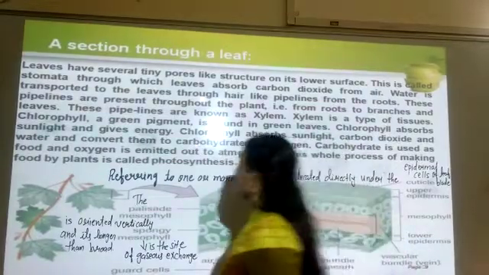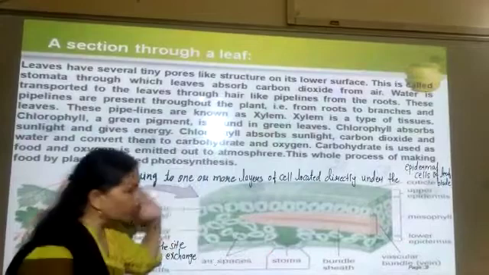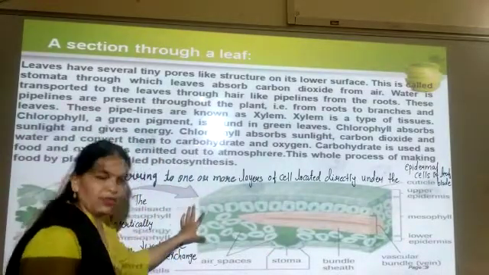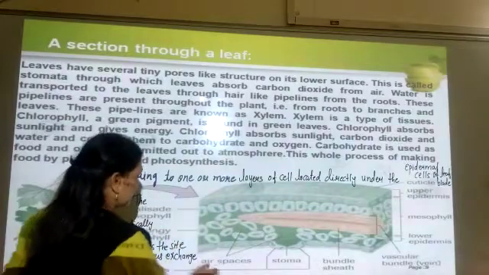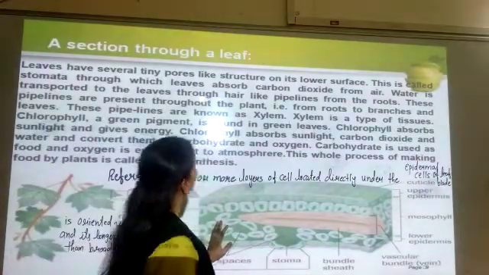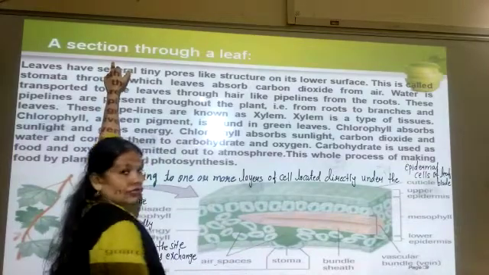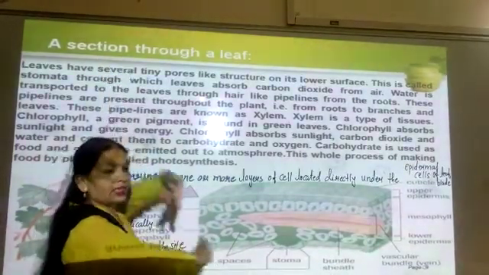So understand it properly. This is the structure of a transverse leaf. It is already given in the textbook, but these parts are not given in the textbook. What are the sections? How many internal sections does the leaf have? That we have to know.